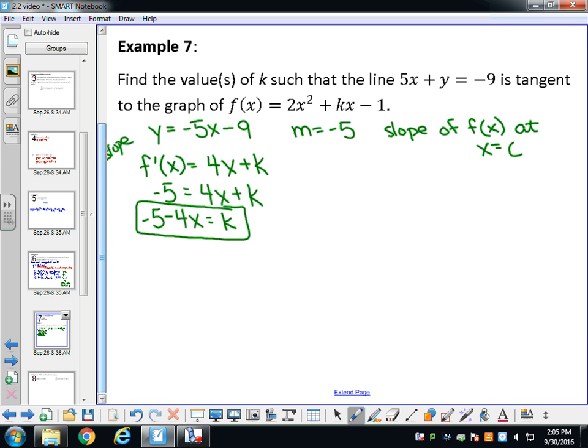So what I want to do is find the values of k so that the line is a tangent to the curve. Now, I also know that in order for them to be tangent, they have to intersect at that same y value and also the same x value. So that means that 2x squared plus kx minus 1 will equal negative 5x minus 9. They're intersecting at my point of tangency.